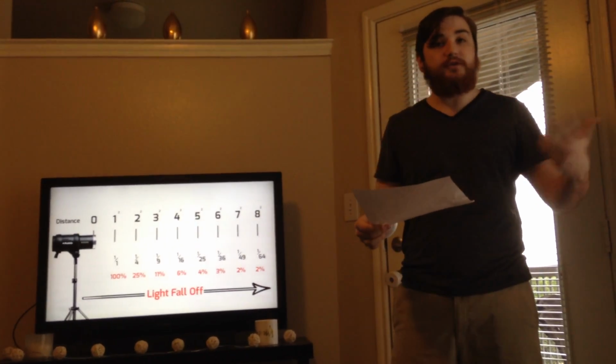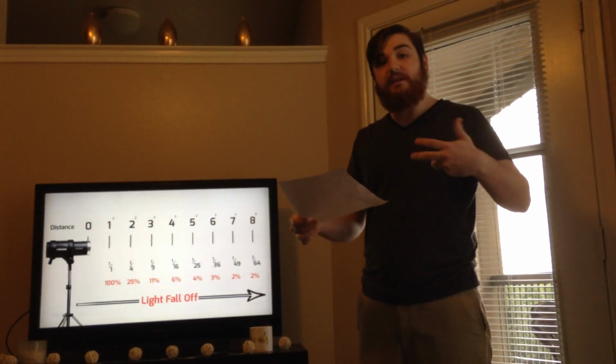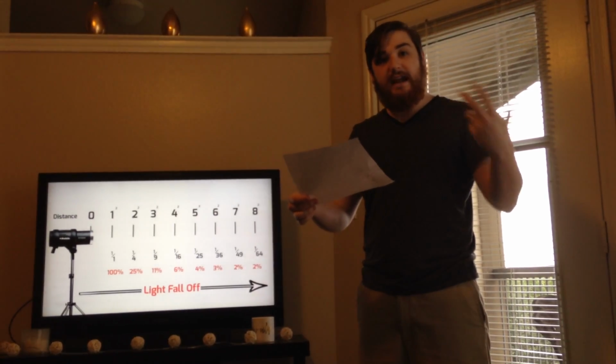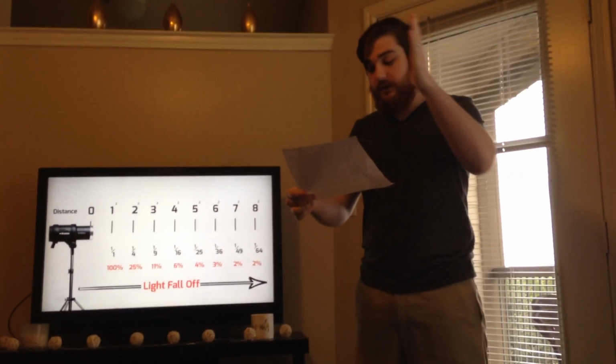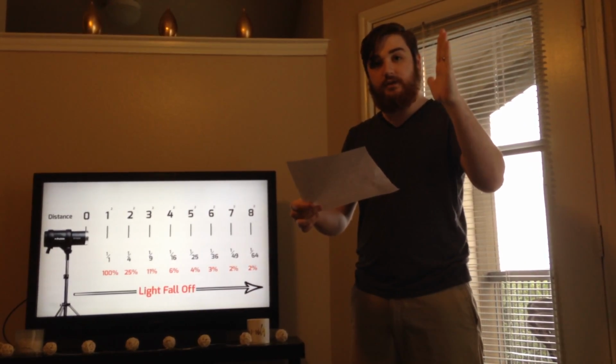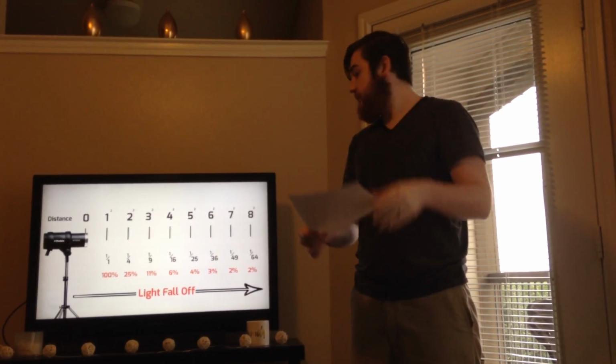A good way to help students understand this concept would be by conducting an experiment where you measure the lumens of a light source at specific distances away, showing how the percentages change over the distances. Something like this.